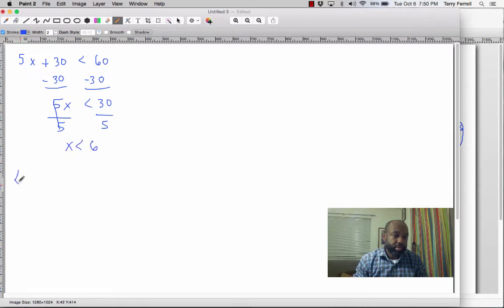Draw yourself a number line. And all we're going to need to do is just place a 6 on here. It's good enough. X is less than 6. Open circle at 6. Shade it. Done.